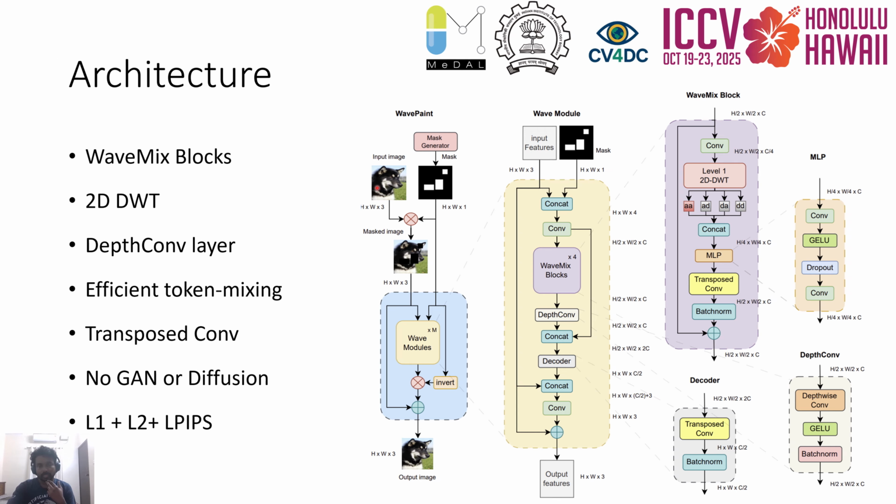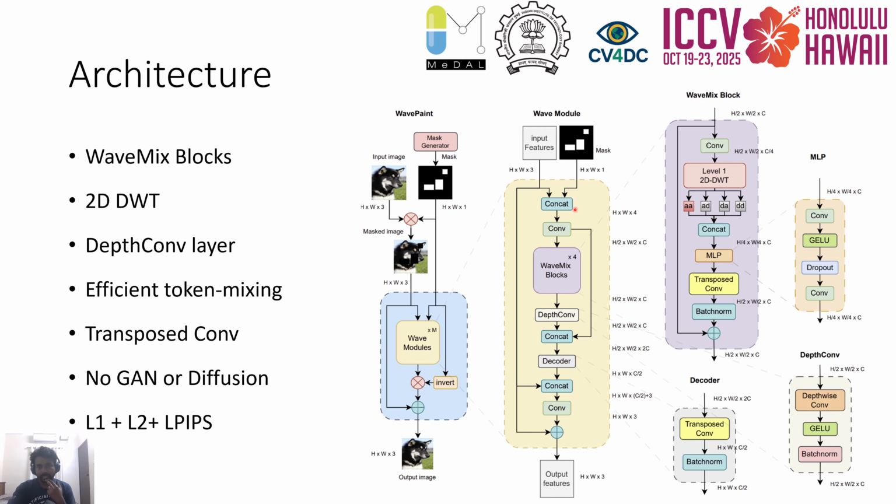For this architecture, we give the input image, or the masked image, along with the mask. So it's a mask-aware image inpainting architecture, and we use transpose convolution to resize the image back to the original size in the decoder. For training, we don't use a GAN or a diffusion loss. We only use L1, L2, and LPIPS loss.